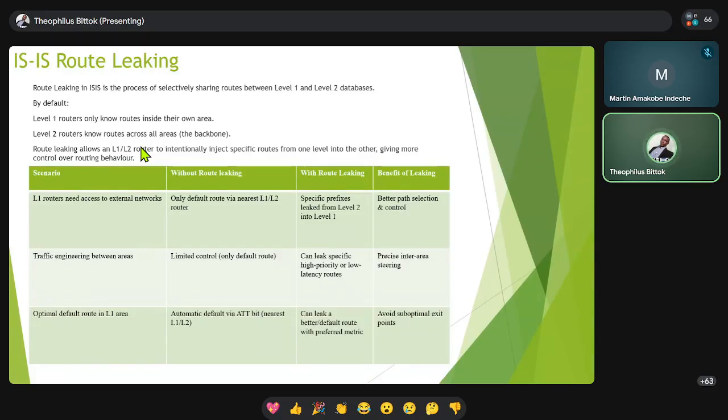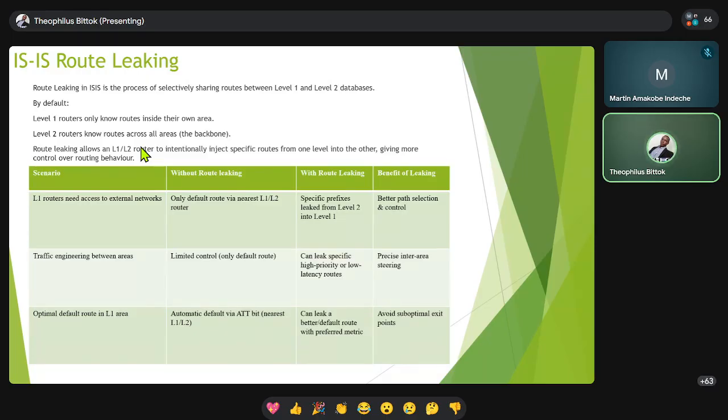And we said for an L1 router, let's say an L1 router is connected to an L1, L2. So what will happen is the L1, L2, when it's sending the LSPs to L1, is going to send an attached bit. And the attached bit has the default route to reach the other areas. So that is by default.